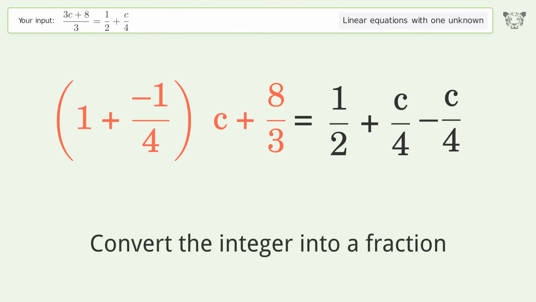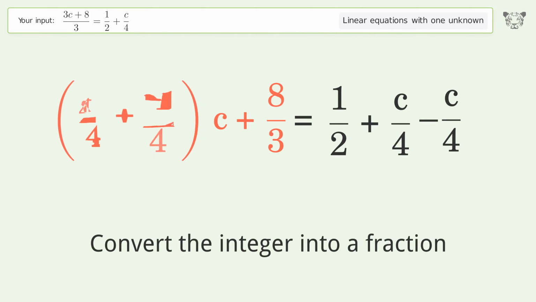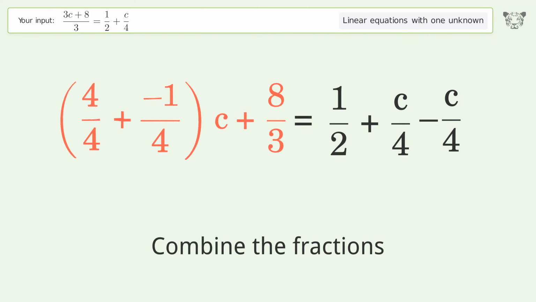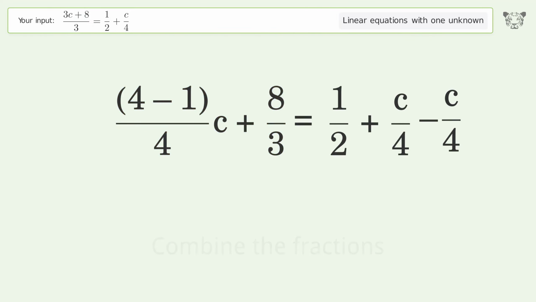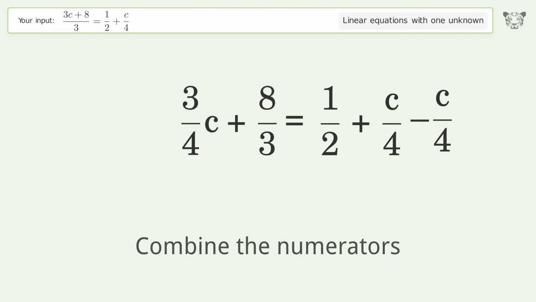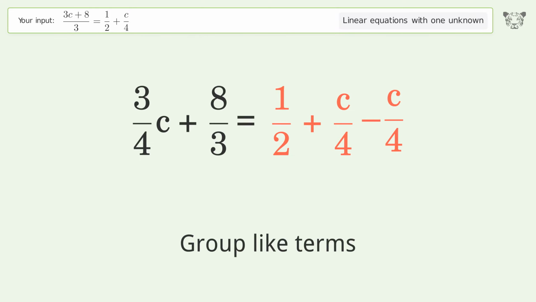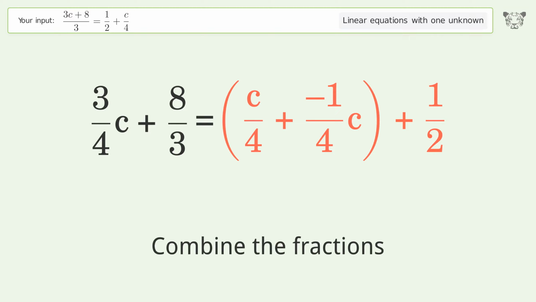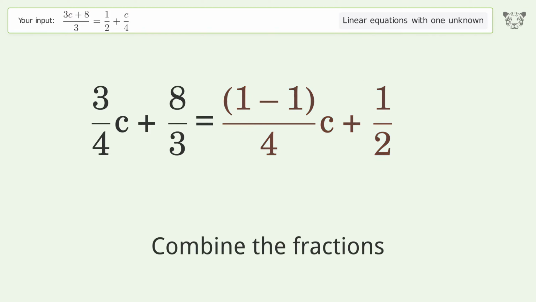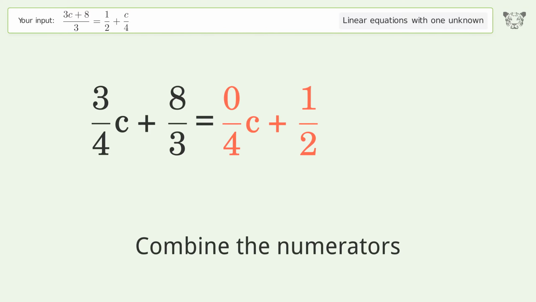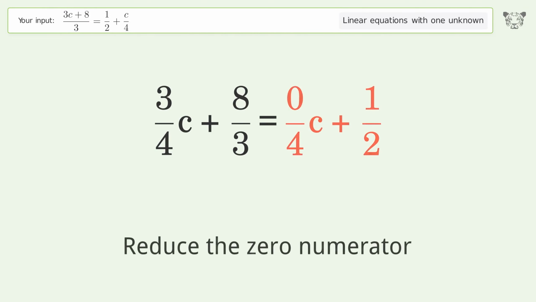Convert the integer into a fraction. Combine the fractions. Combine the numerators. Group like terms. Combine the fractions. Combine the numerators. Reduce the zero numerator.